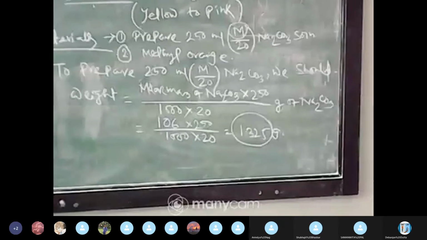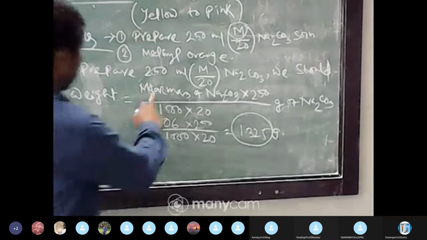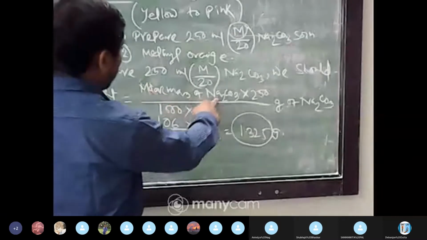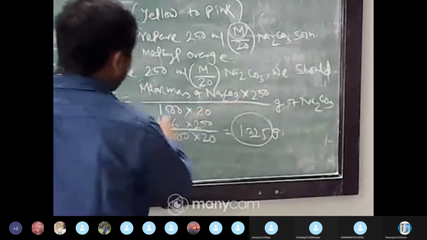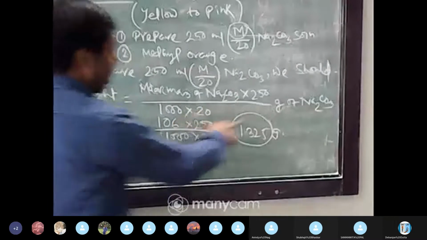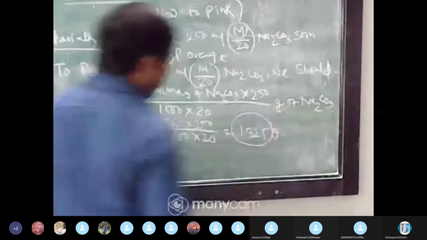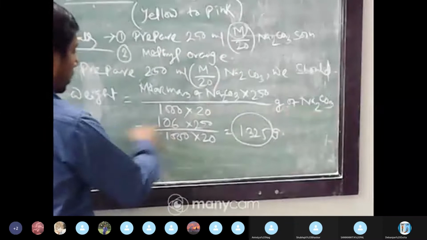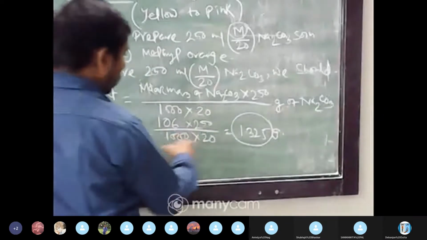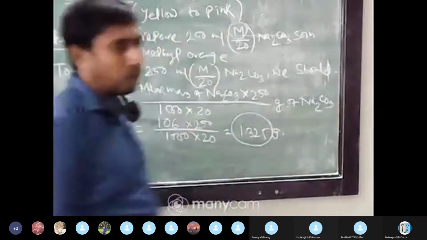Now the right side is clear. At the bottom I have written: weight equals molar mass of sodium carbonate times 250 divided by 1000 times 1/20 gram of sodium carbonate. The molar mass is 106 gram. So 106 times 250 divided by 1000 times 1/20 will be equal to 1.325.